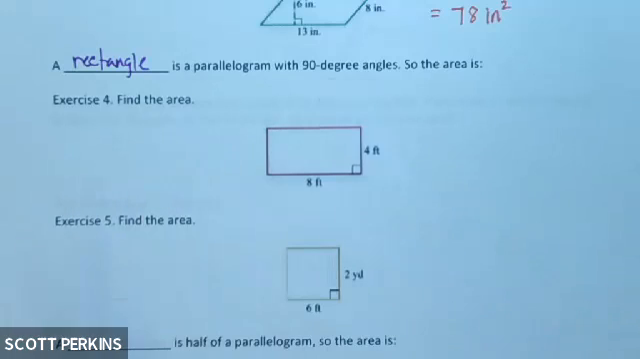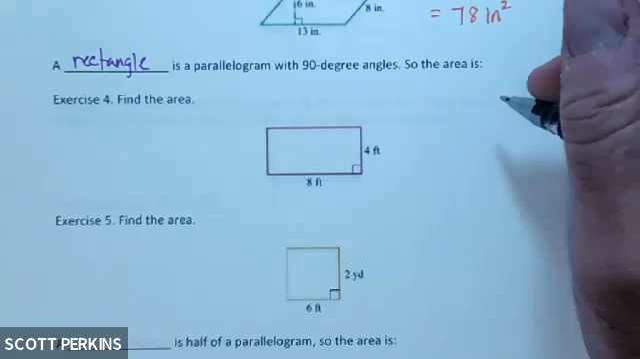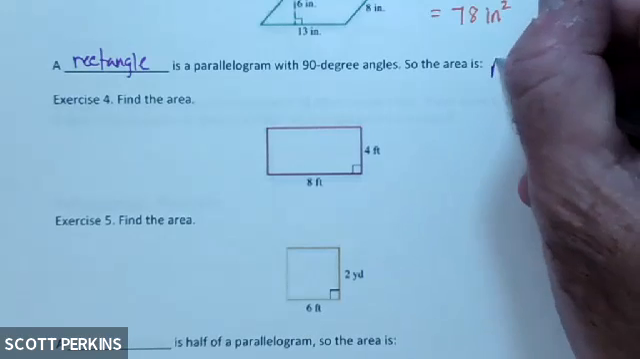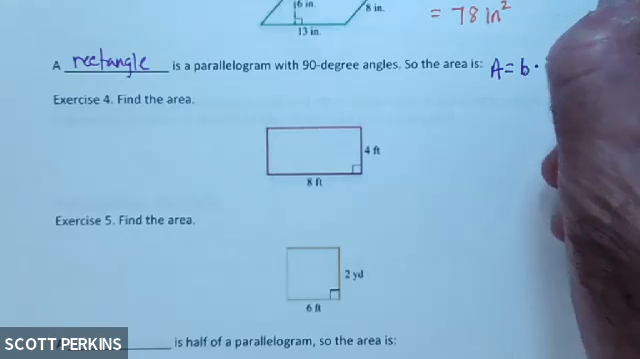Okay, there's no new information there. We already talked about that. I'm just refreshing your memory. So a rectangle is a parallelogram with 90-degree angles. So we're just going to use the same area formula. Okay, so again, I'm not even going to change the letters. So for my rectangle, the area is going to be base times height.